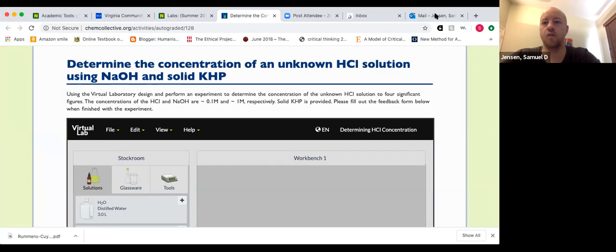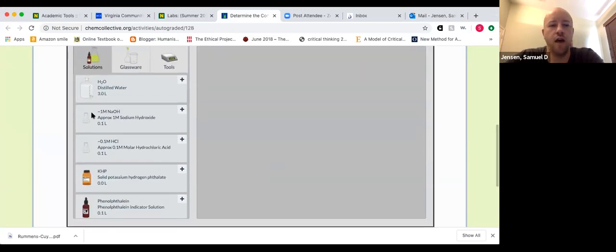Okay, so the simulator should be very similar to what we've looked at before. What you have are all of your stock solutions over here. You have your approximate 1 molar sodium hydroxide, KHP, phenolphthalein, and your hydrochloric acid unknown.